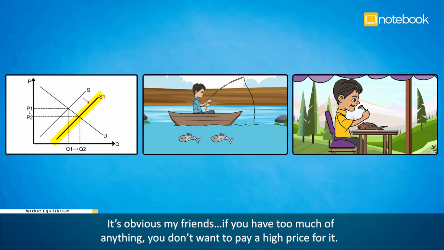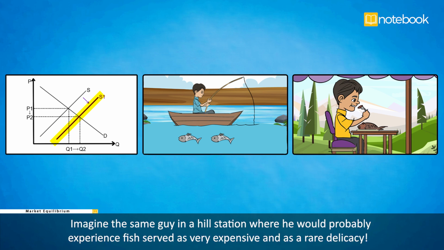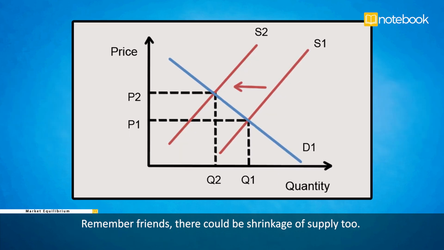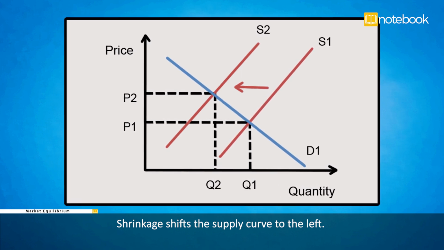It's obvious, my friends. If you have too much of anything, you don't want to pay a high price for it. There's plenty of fish in the sea for Rohan, and so fish is a cheap product for him. Imagine the same guy in a hill station where he would probably experience fish served as very expensive and as a rare delicacy. Remember, friends, there could be shrinkage of supply too. Shrinkage shifts the supply curve to the left.